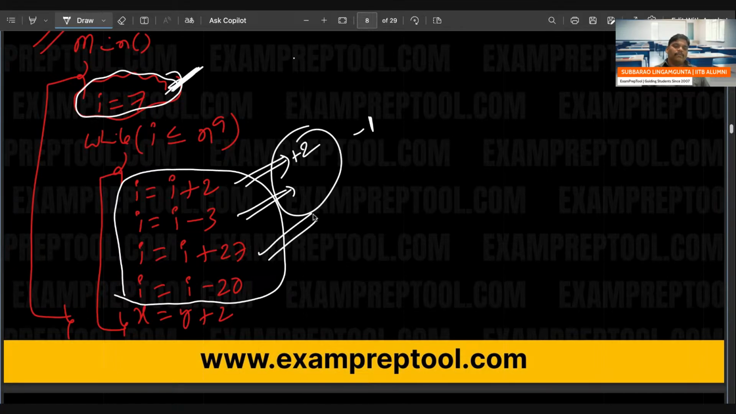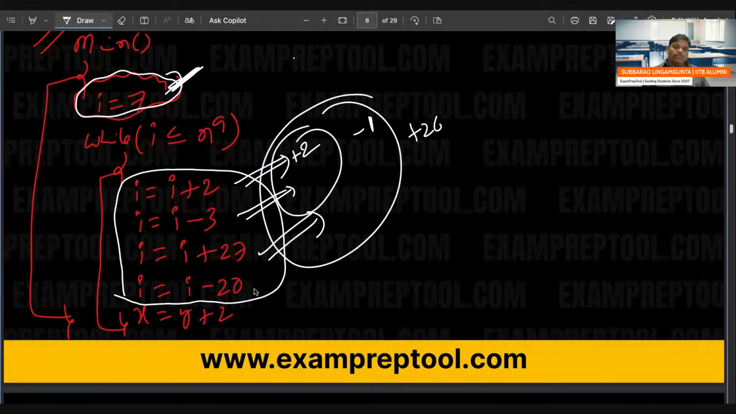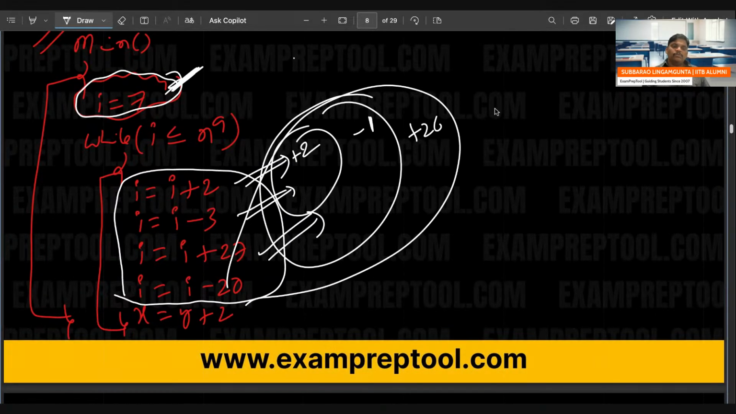Next, 27 is incremented. Overall, 26. Afterwards, 20 is decremented. So I think it is going to be plus 6 overall. So overall, incrementing only. No problem. Already smaller, you are incrementing only.